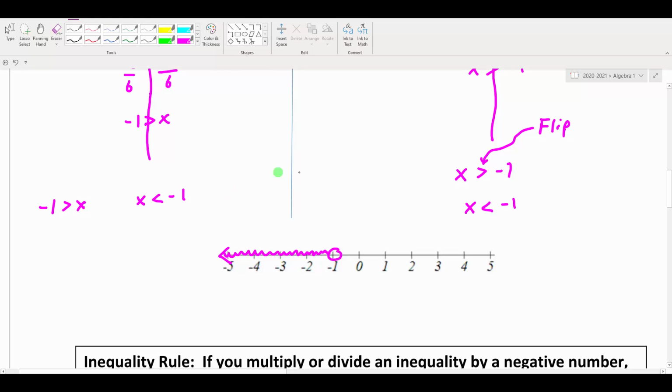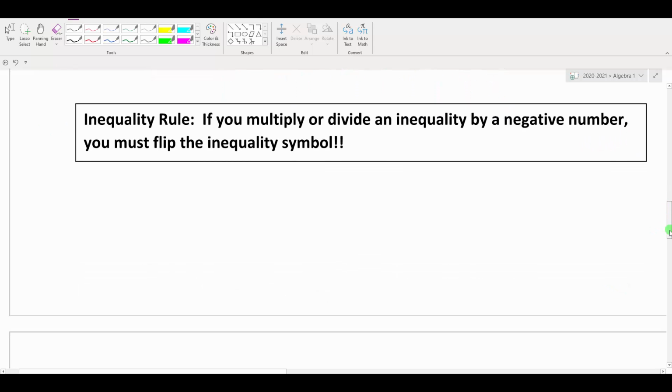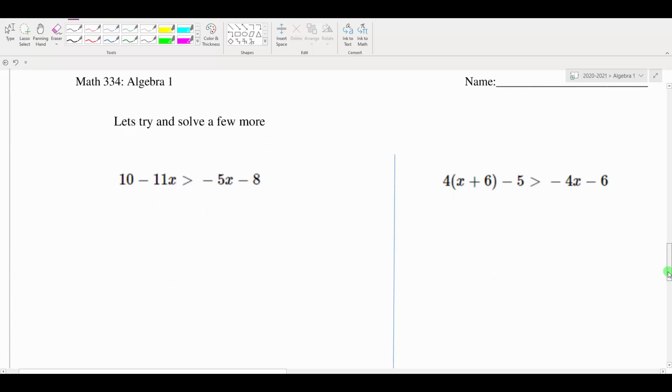All right. So the big thing that we have to remember here is that if you multiply or divide an inequality by a negative number, you must flip that inequality symbol. So you can solve it like you normally do, but you need to make sure you go back through your steps, check if at any point you multiplied or divided by a negative number, and then appropriately flip the symbol. All right, so let's try a few more.